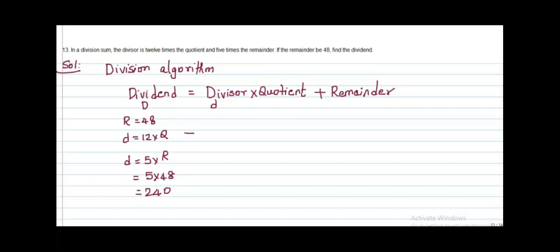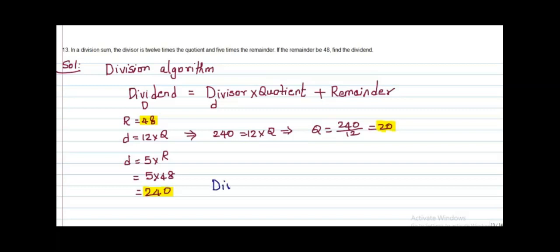Now divisor is equal to 12 into quotient implies 240 is equal to 12 into the quotient, or quotient is equal to 240 by 12, which is nothing but 20. So we have got the quotient, the divisor, and the remainder. Now it's very easy for us to identify the dividend using division algorithm.